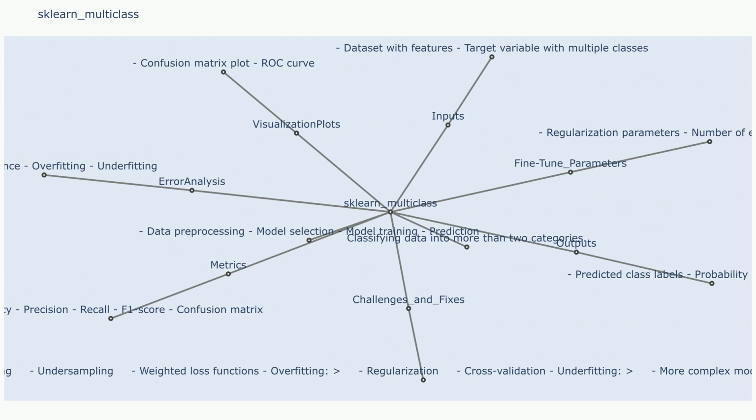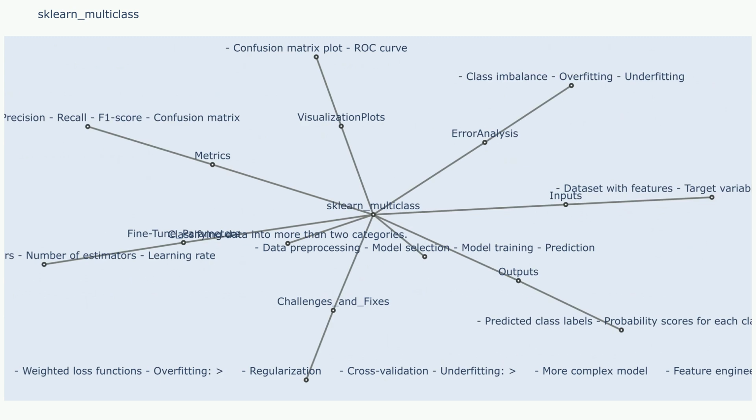ROC curve. This plots the true positive rate against the false positive rate for different classification thresholds. It helps to visualize the trade-off between sensitivity and specificity of the model. Precision recall curve. This plots the precision against the recall for different classification thresholds. It helps to visualize the trade-off between minimizing false positives and minimizing false negatives. Fine-tune parameters.